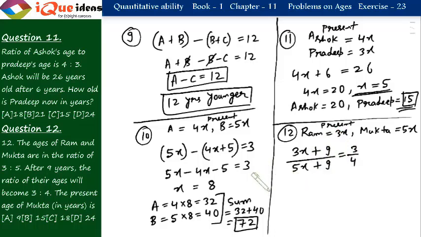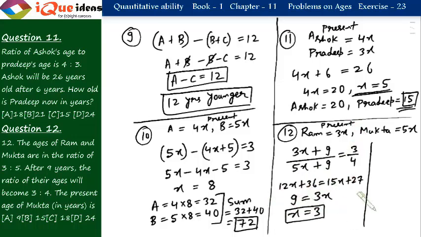Cross multiply. So you will get 4 into 3x plus 9, that is 12x plus 36. Now 5x plus 9 into 3 is 15x plus 27. So bring 27 on the left hand side. So it becomes 36 minus 27, that is 9. 12x on the other side, that is 15x minus 12x, so 3x. So we get x equal to 3.